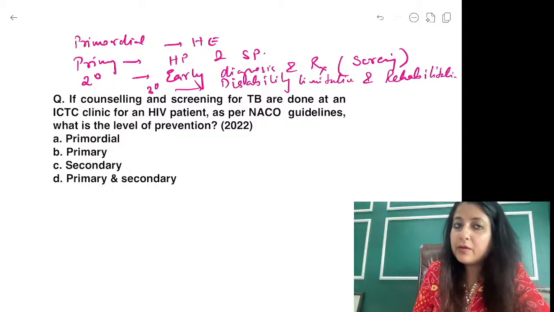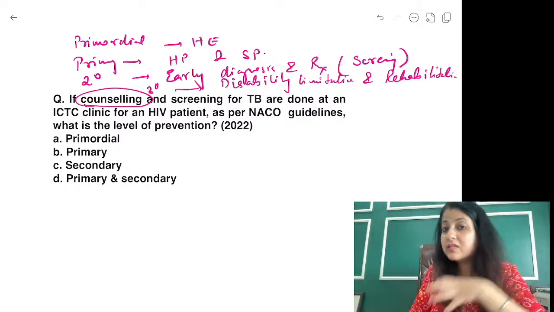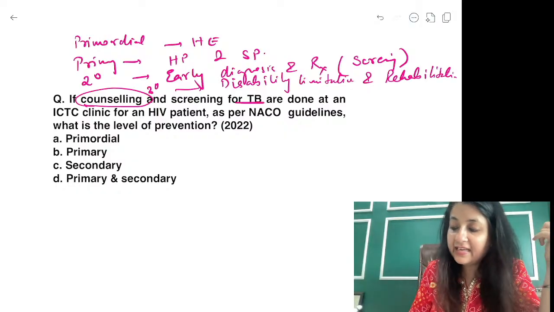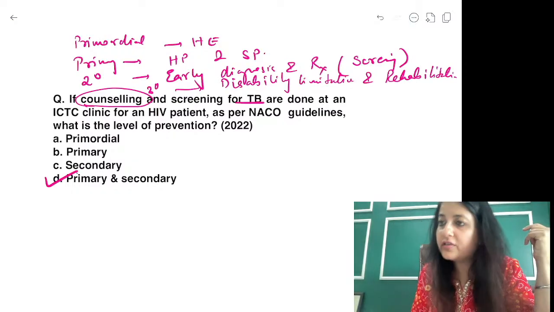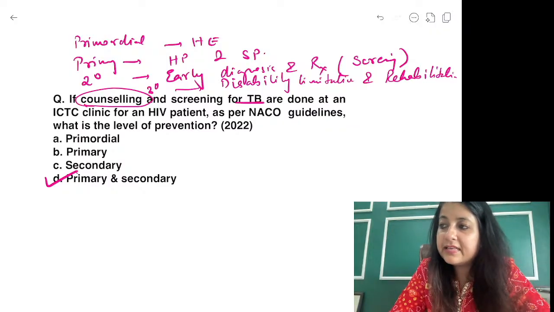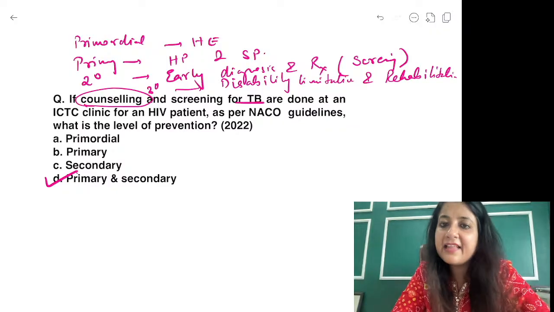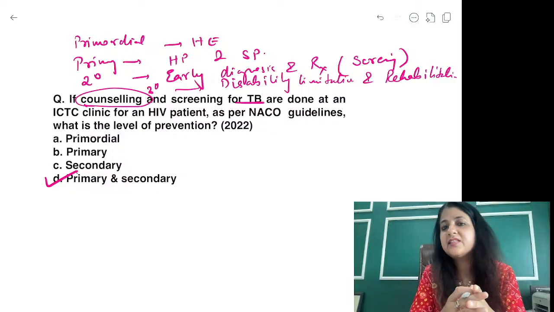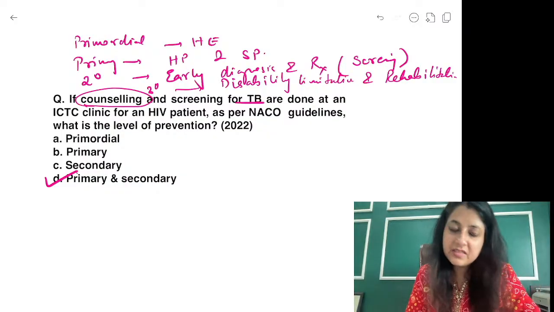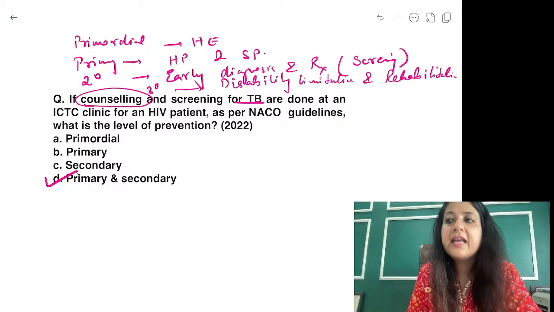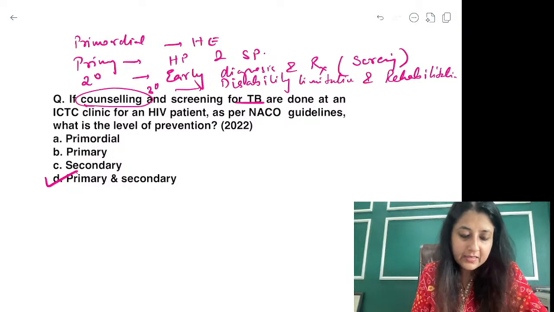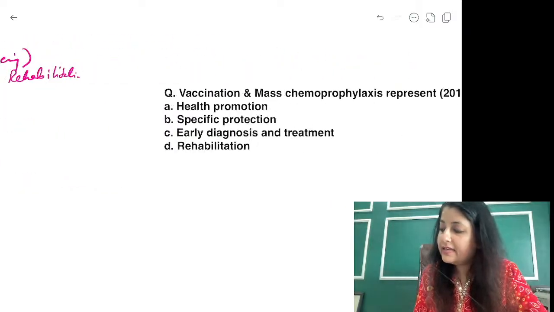Okay. What was the question here? Counseling. Counseling is something which is primary and screening is something which is secondary. So what is your answer over here? Primary as well as secondary. Is it clear? Now hand washing is health promotion, guys. Hand washing can save you from a number of diseases, so it is health promotion. Okay. Generally hand washing is health promotion, because it can save you from a lot of diseases. Clear? Okay, let's go to the next one.